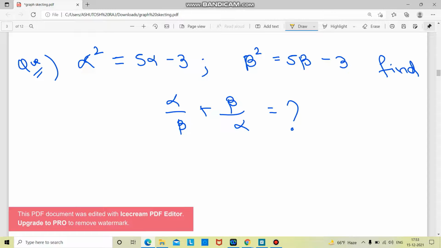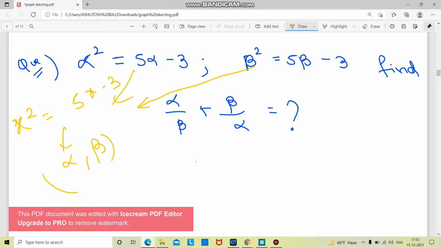Alpha square is equal to 5 alpha minus 3 and beta square is equal to 5 beta minus 3. We have to find the value of alpha by beta plus beta by alpha. It is a very easy question, similar to what we have discussed in the previous videos. We can assume a quadratic equation x square is equal to 5x minus 3 whose roots are alpha and beta. So now the quadratic equation is x square minus 5x plus 3 equal to 0, and it has roots alpha and beta.